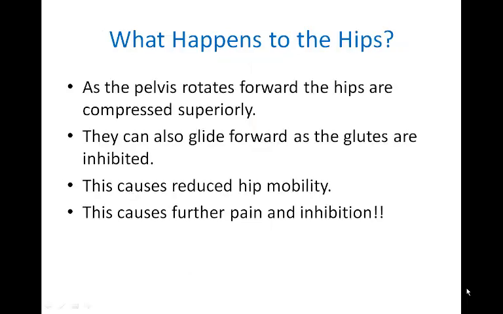The hip joints are also affected. As the pelvis tilts forwards, the hips become compressed superiorly, they glide up slightly, and the femur is also allowed to glide forward slightly due to glutes being weak. The glutes are the only muscles that exert a posterior or a backward pull on the femur. When the glutes are weak, the head of the femur can glide forward slightly in the hip joint.